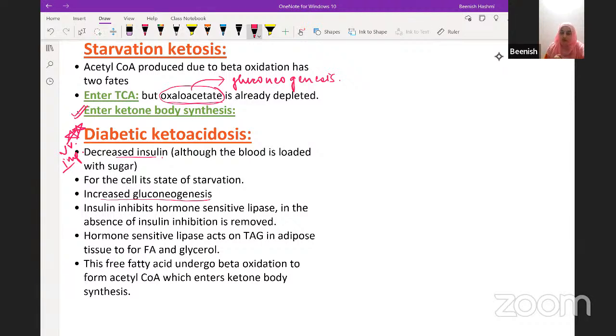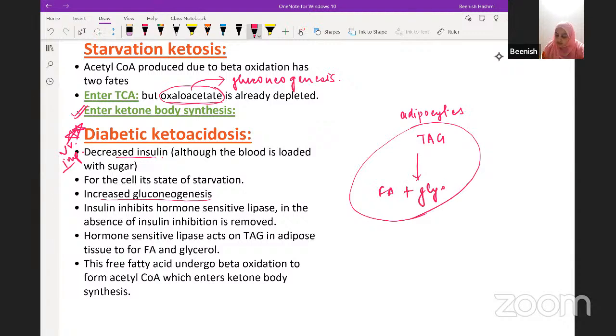Now, another point, if you remember, I told you that in adipocytes, your triacylglycerol is converted into fatty acid plus glycerol, and this is brought about by hormone sensitive lipase. And this hormone sensitive lipase is inhibited by insulin and it is activated by glucagon.